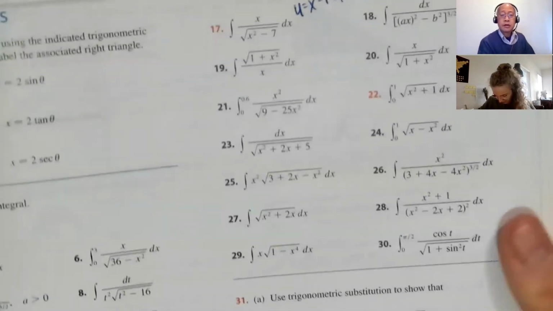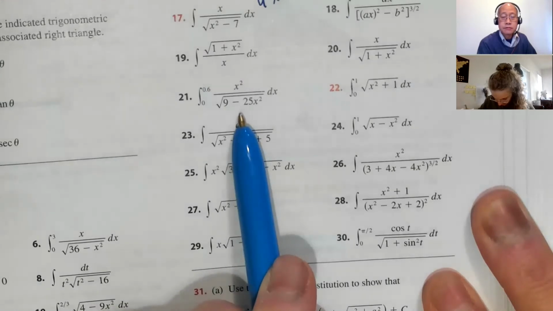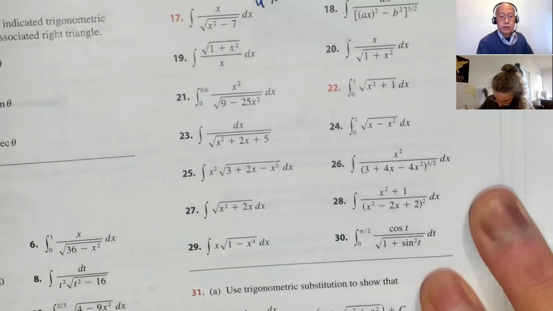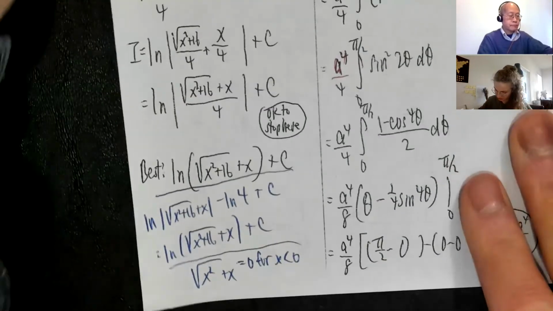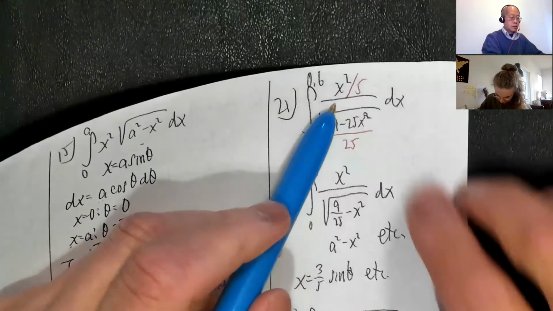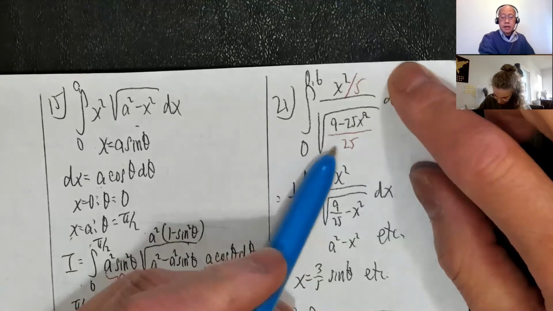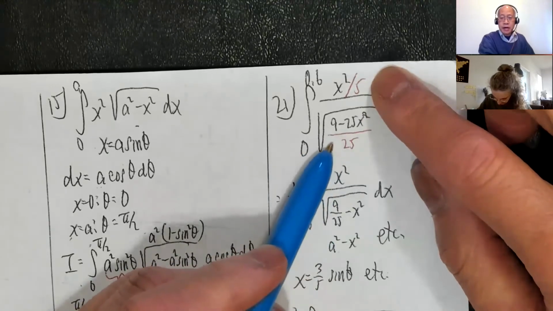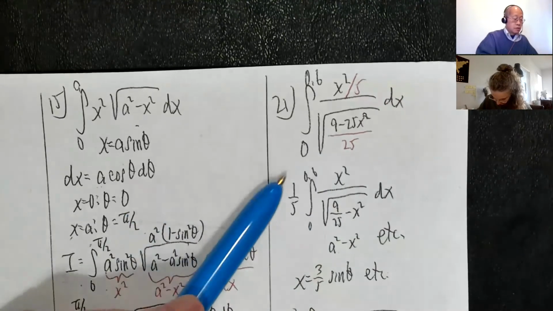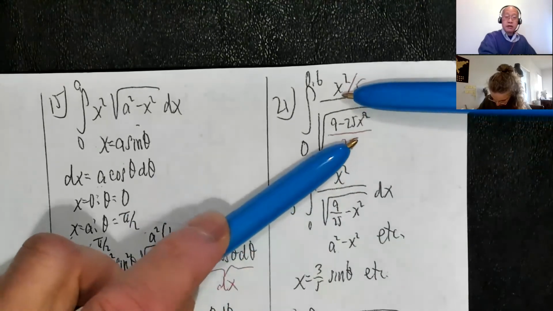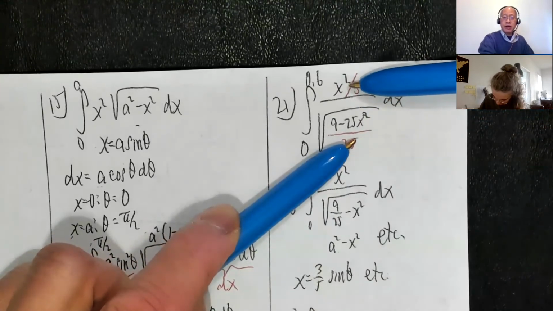But look at 21. There's a 25 here. So what do I do when there's a 25 there? I need to have this have only x squared. I'll divide top and bottom by radical 25, as it were, which is fine. Okay. So watch what I did here. This is the original, right? X squared over radical 9 minus 25x squared dx.